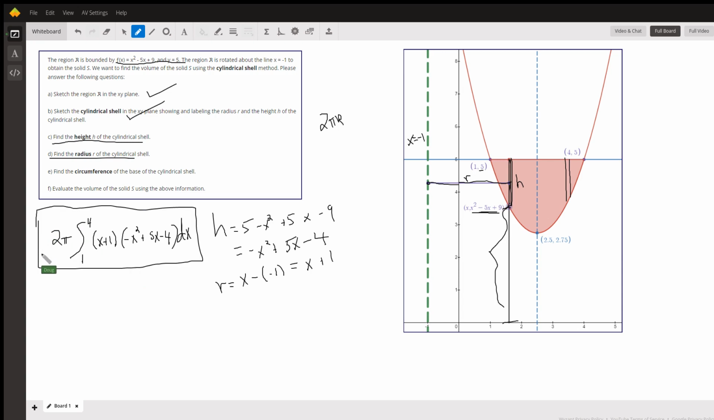Now I'll send you a link to a Desmos graph that does this calculation. But to do it, you're going to have to multiply these two polynomials together, then find an antiderivative term by term, and evaluate from 1 to 4.